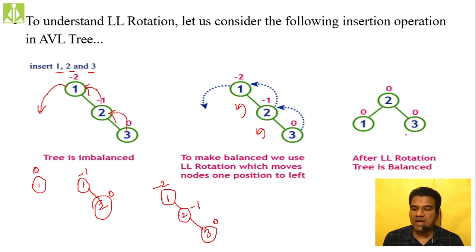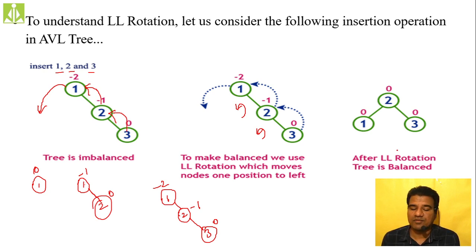Okay, so now after LL rotation, tree is balanced, because you calculate the balance factor here 0 0, isn't it? These two are leaf nodes, so 0 0. And when we are doing this balance factor calculation for the root node, left subtree 1, right subtree 1, so 1 minus 1, it will become 0 only. So 0 0 0 we got after performing the rotations. So now the tree is balanced. LL rotation we perform to make the tree balanced.